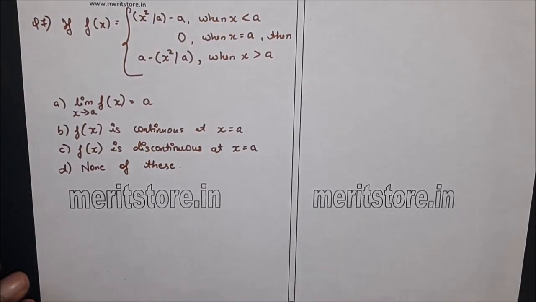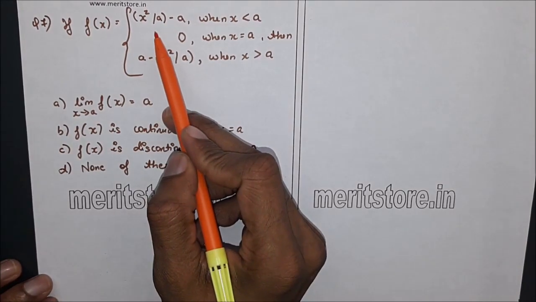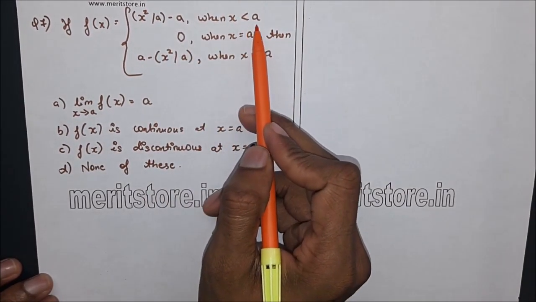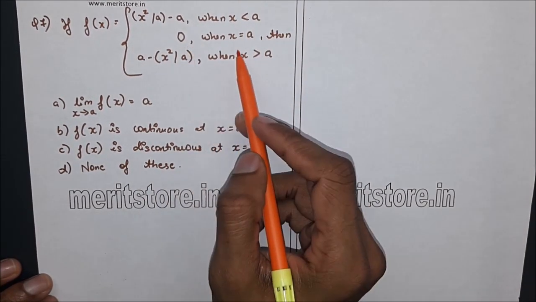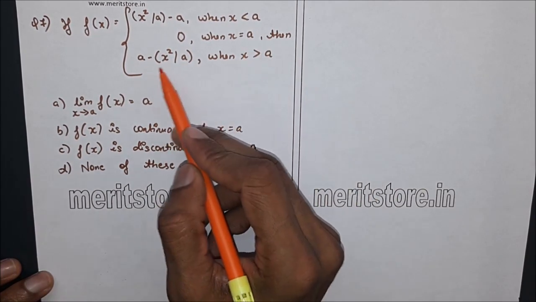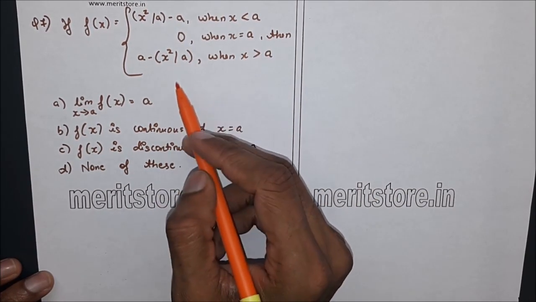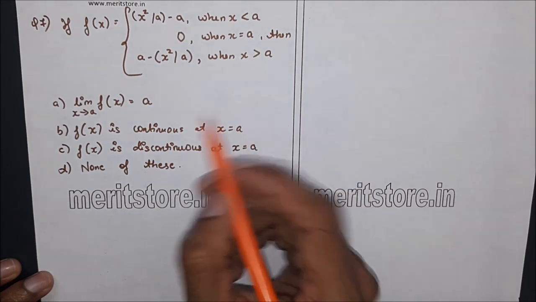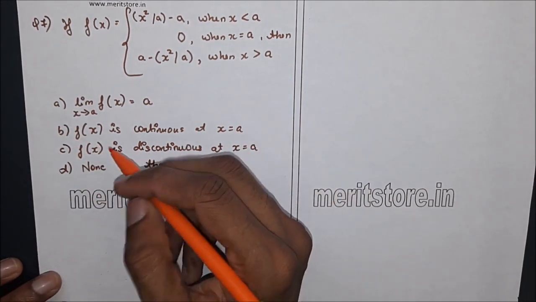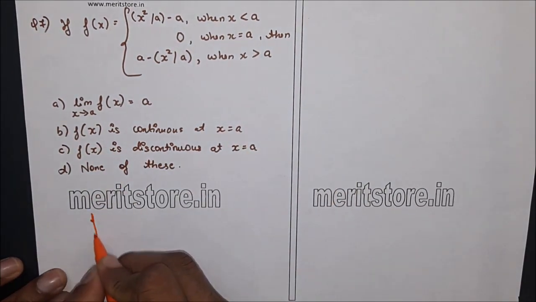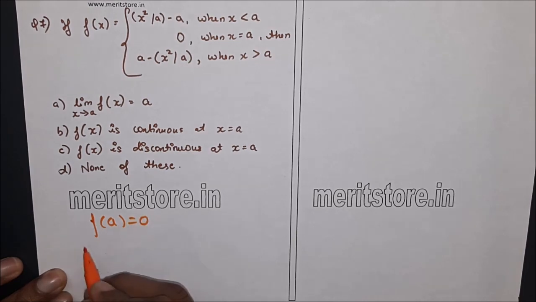Question 7. If f of x is equal to x square by a minus a when x is less than a, 0 when x is equal to a, and a minus x square by a when x is greater than a. We have given 4 options. We have f of a is equal to 0.